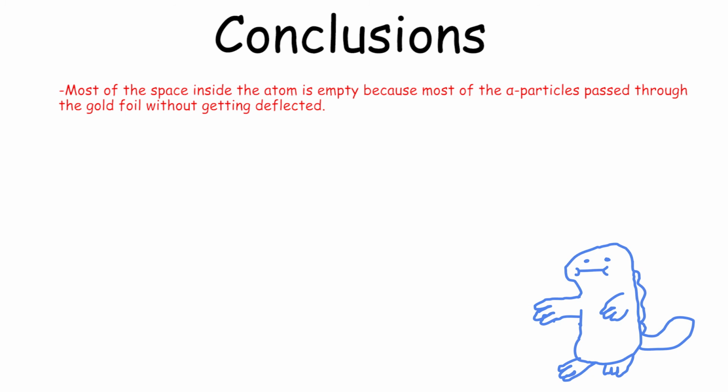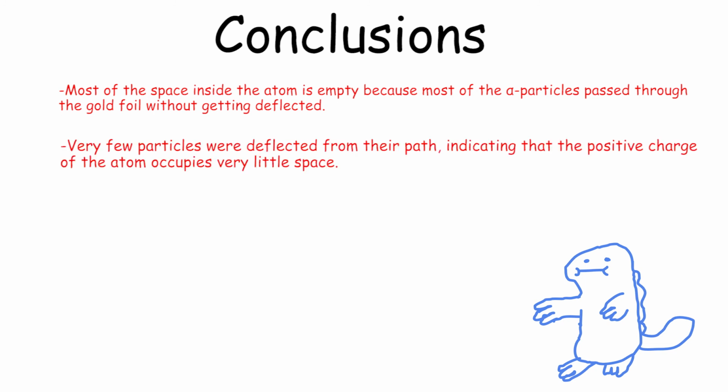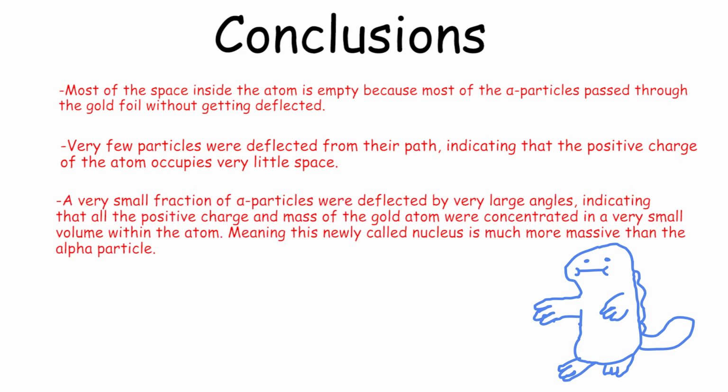Number 2. Most of the space inside the atom is empty because most of the alpha particles pass through the gold foil without getting deflected. Number 3. Very few alpha particles were deflected from their path, indicating that the positive charge of the atom occupies very little space. Number 4. A very small fraction of the alpha particles were deflected by very large angles, indicating that the positive charge and the mass of the gold atom were concentrated in a very small volume within the atom, meaning this newly called nucleus is much more massive than the alpha particle.